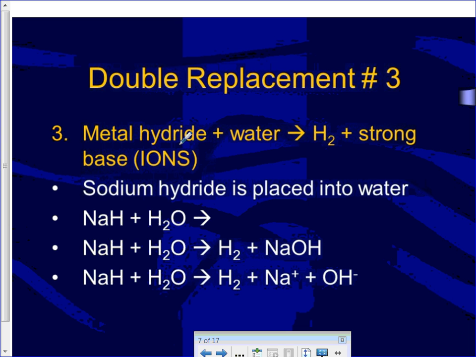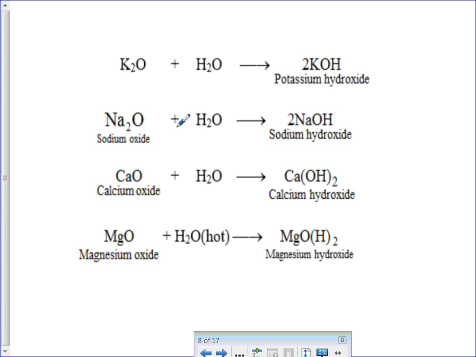If you have a metal hydride in water, it'll make the same products as a metal in water. So if you have sodium hydride in water, you'll make hydrogen gas and then sodium hydroxide. Again, the hydrogen gas is not going to make ions, but the sodium hydroxide will make ions. It'll be aqueous.